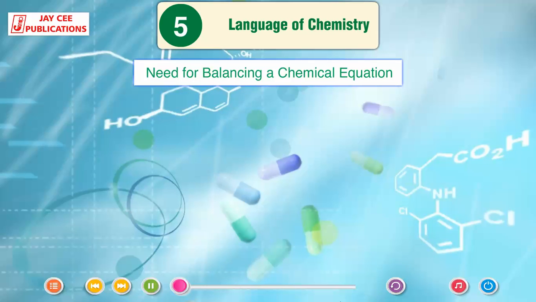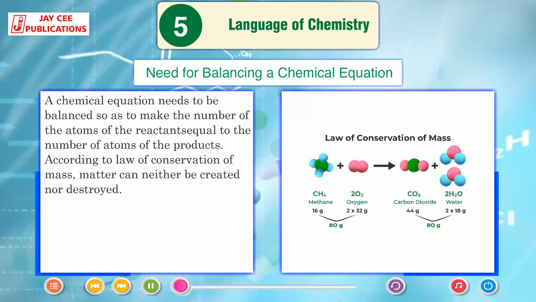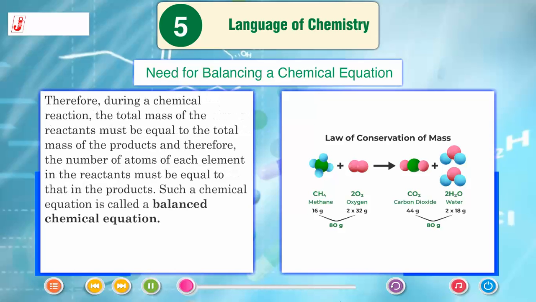Need for balancing a chemical equation. A chemical equation needs to be balanced so as to make the number of atoms of the reactants equal to the number of atoms of the products. According to the law of conservation of mass, matter can neither be created nor destroyed. Therefore, during a chemical reaction, the total mass of the reactants must be equal to the total mass of the products, and therefore, the number of atoms of each element in the reactants must be equal to that in the products. Such a chemical equation is called a balanced chemical equation.